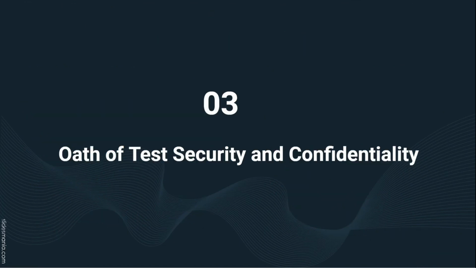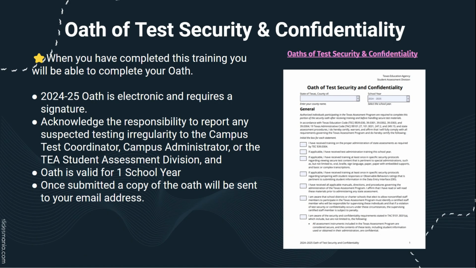The final step in this training is for you to submit an oath of test security and confidentiality. When signing this oath, you will acknowledge the responsibilities to report suspected testing irregularities to the campus testing coordinator, campus administrators, or the TEA Student Assessment Division, and that you are aware of the range of penalties that may result from the violation. This oath is valid for 1 school year.